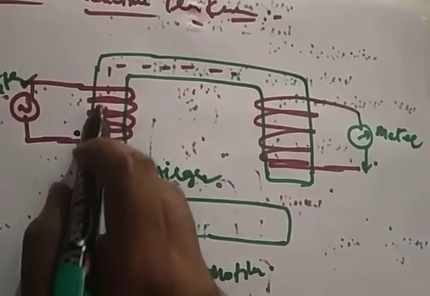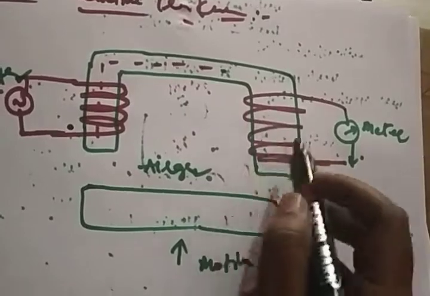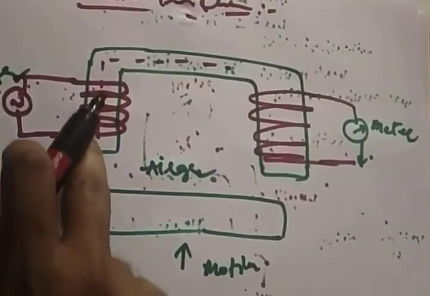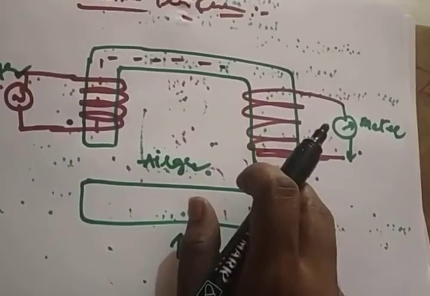This change in flux will move to the other coil and produce another flux here, right? This is called mutual inductance. So this change in flux will move like this and create the voltage here, right? This voltage we can find out on the meter itself.